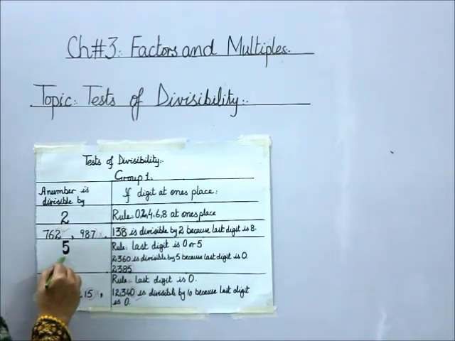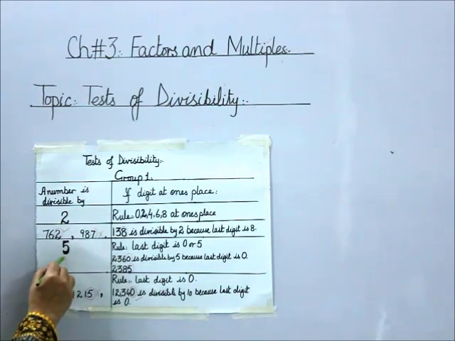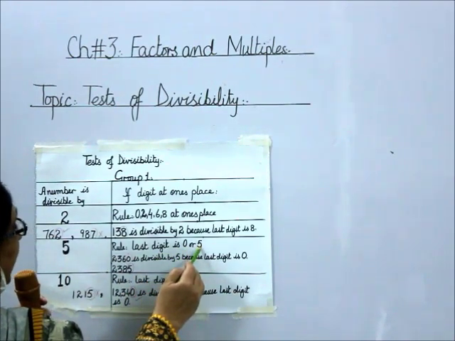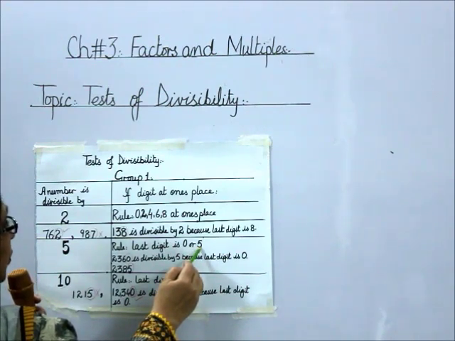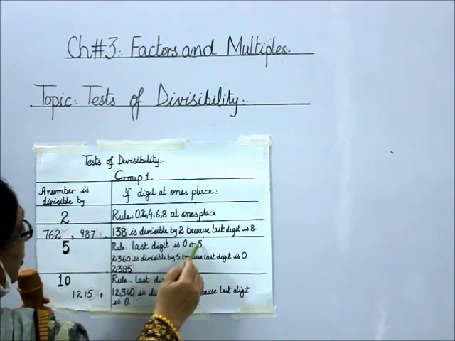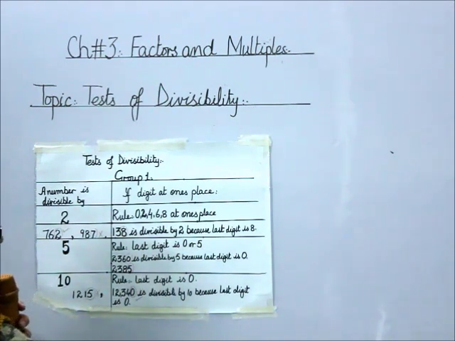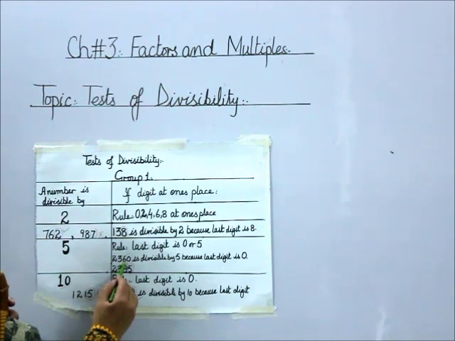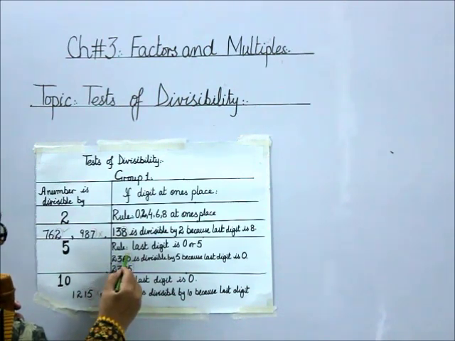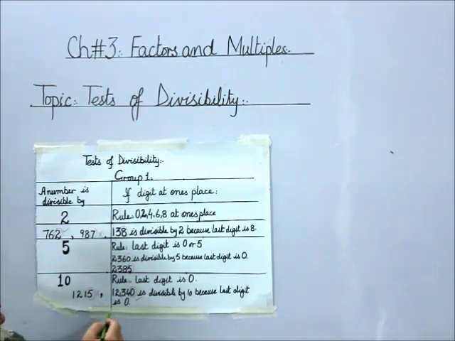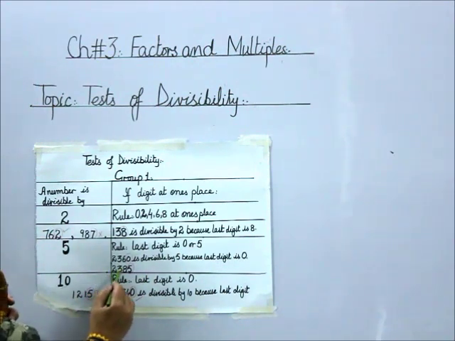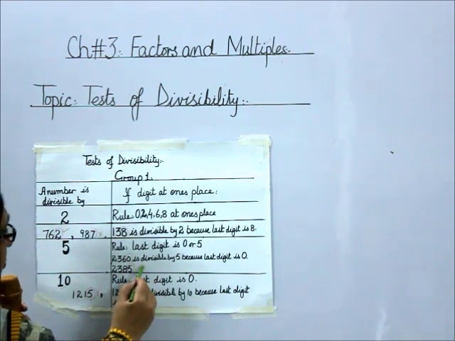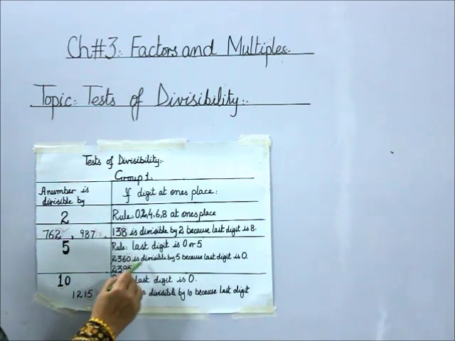Next is number 5, and the rule for this is if the last digit is 0 or 5. It means you have to check the digit at the ones place. If it is 0 or 5, then the whole number is divisible by 5. Look at this number 2360, the last digit is 0, so this number is divisible by 5. 2385, last digit is 5, so it is also divisible by 5.